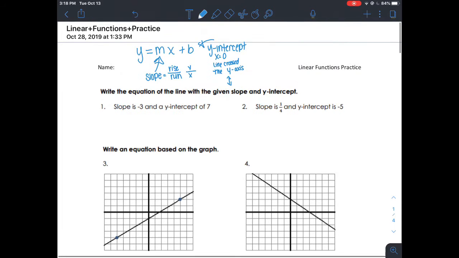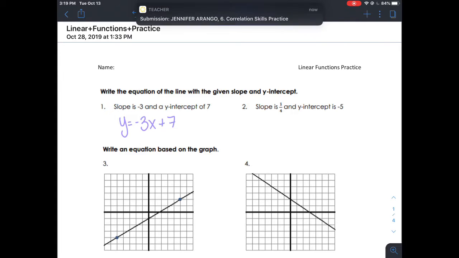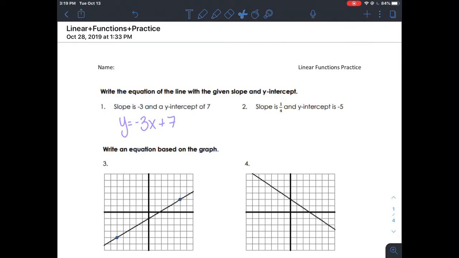Okay, so for this first one, write the equation of the line with the given slope and y-intercept. Well, slope is -3, that's my m value, and my y-intercept is 7, that's my b value. So I'm going to plug it in. M equals -3, b equals 7. So y equals -3x plus 7.